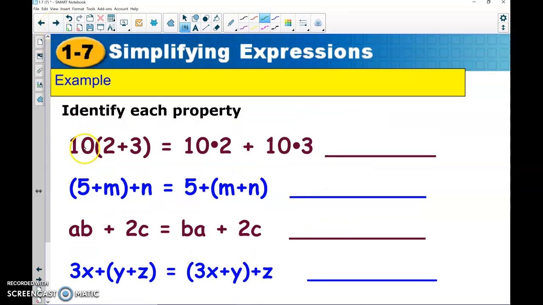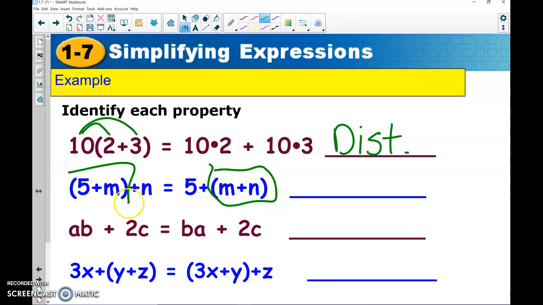Okay, here we have 10 times 2 plus 3, or we break it up and do 10 times 2 and 10 times 3. So this would be what we just talked about. This would be the distributive property. You're distributing that 10 to that 2, distributing that 10 to that 3. You end up with distributive property. Here, 5 plus m plus n, or 5 plus m plus n. So again, we're changing where those parentheses are. In the first set, it was 5 and m first. In the second equation, it was m and n first. So when we change the order of things, we're changing our associative property.